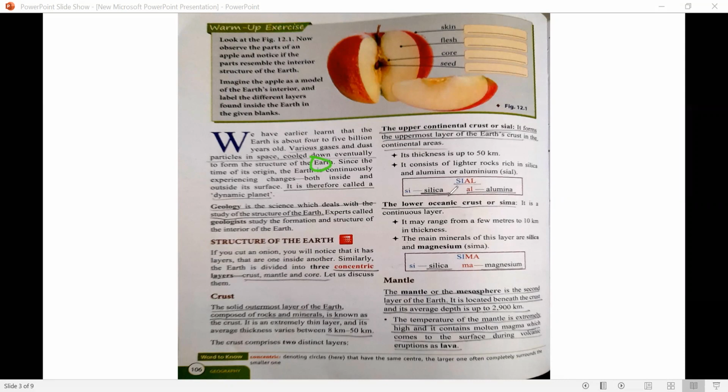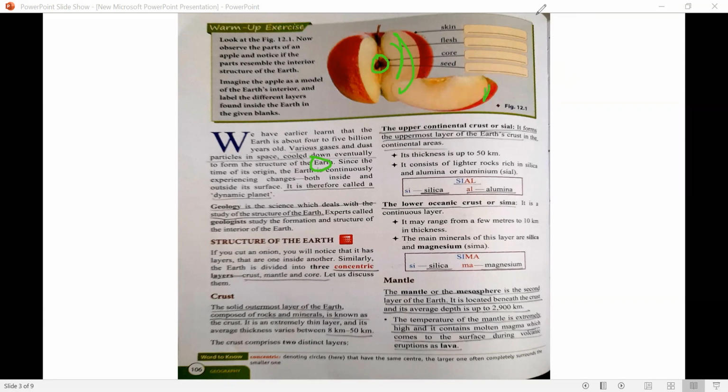Since the time of its origin, the Earth is continuously experiencing changes, both on the outside of its surface and also on the inside. Now, as for the inside, take an apple, like when we eat an apple. We have seeds right inside, then some pulp outside it, like flesh, and then the juicy part, which is the apple's juice. And then we have the outer crust of the apple.